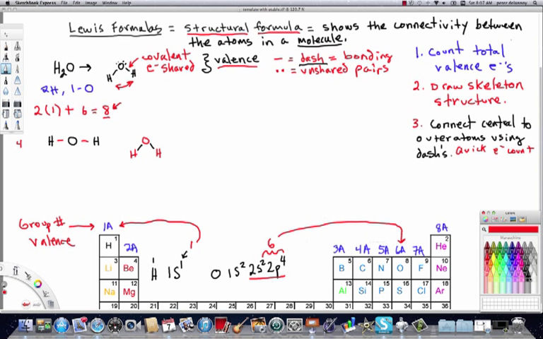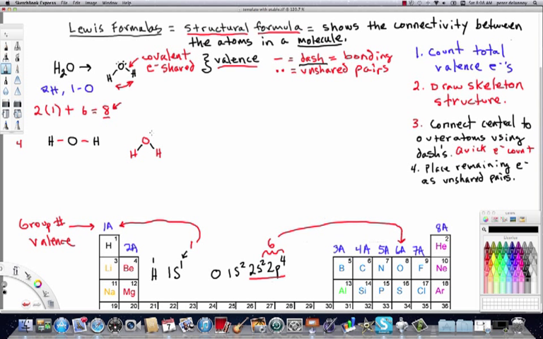Now, in step number 4, what we're going to do is place remaining electrons as unshared pairs. Now, how do you do this? You're going to start with the central atom, and if we have electrons left over after we're done with the central atom, then we're going to move to the outer atom.